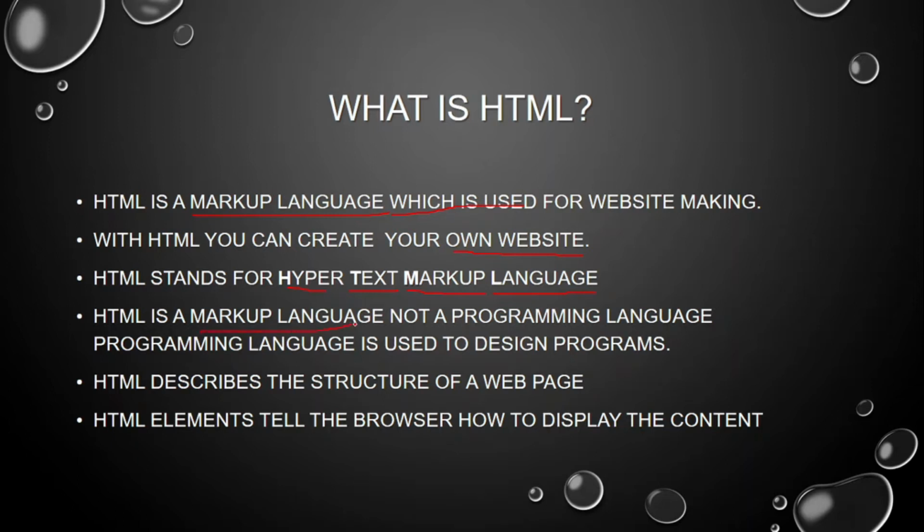HTML is a markup language, not a programming language. A programming language is used to design programs. We are marking like this. We are marking with HTML, but it is not a programming language. Why? A few people will ask, so I'm telling you the reason. No one considers HTML a programming language because we don't make programs with it. We don't make any apps with it. C, C++, and Java are a few examples of programming languages which we use to design such apps.